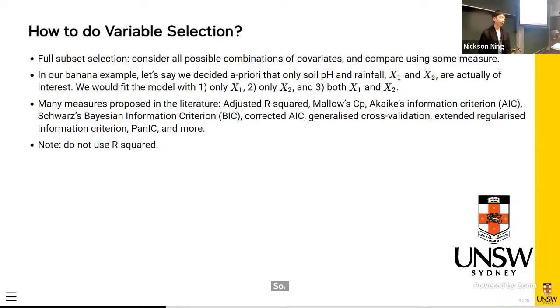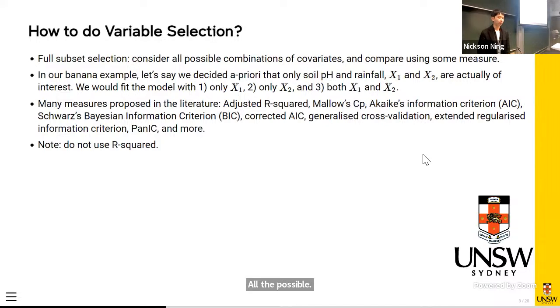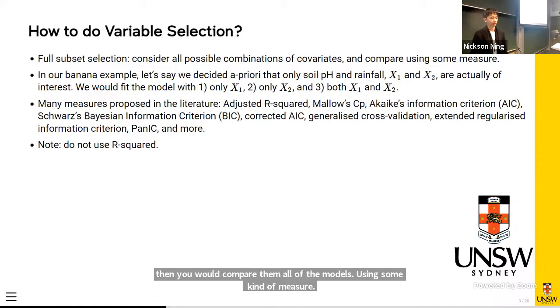I want to consider now a selection method that can actually achieve selection consistency, and it's called full subset selection. You might have heard of this floating around, and that's basically where you consider all the possible combinations of your covariates, and then you compare all of the models using some kind of measure. I'll talk about the measures a bit later.